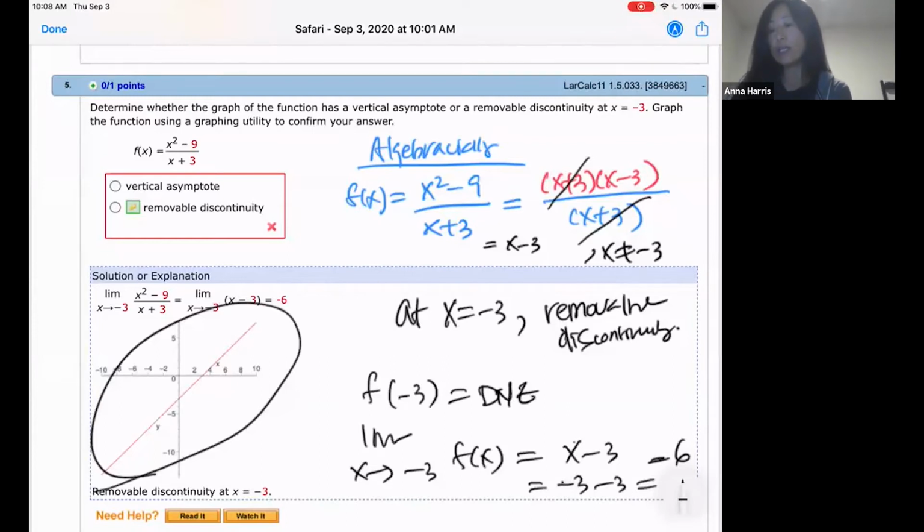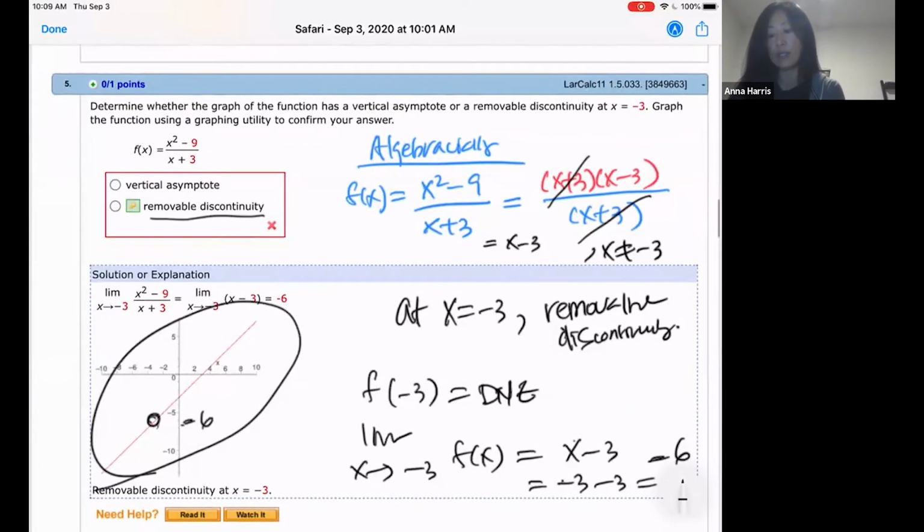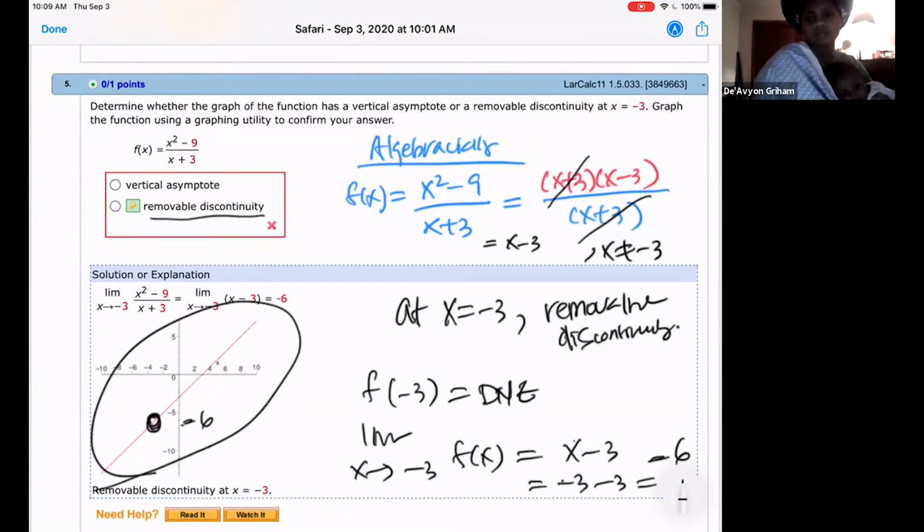In this case, you're gonna say removable discontinuity because there's only one spot missing. At x equal to -3, right here, there's a discontinuity, which is -6. The graph is continuous everywhere except x equal to -3. Are you following me, DABN? Is that what you asked me about? Yes, ma'am.